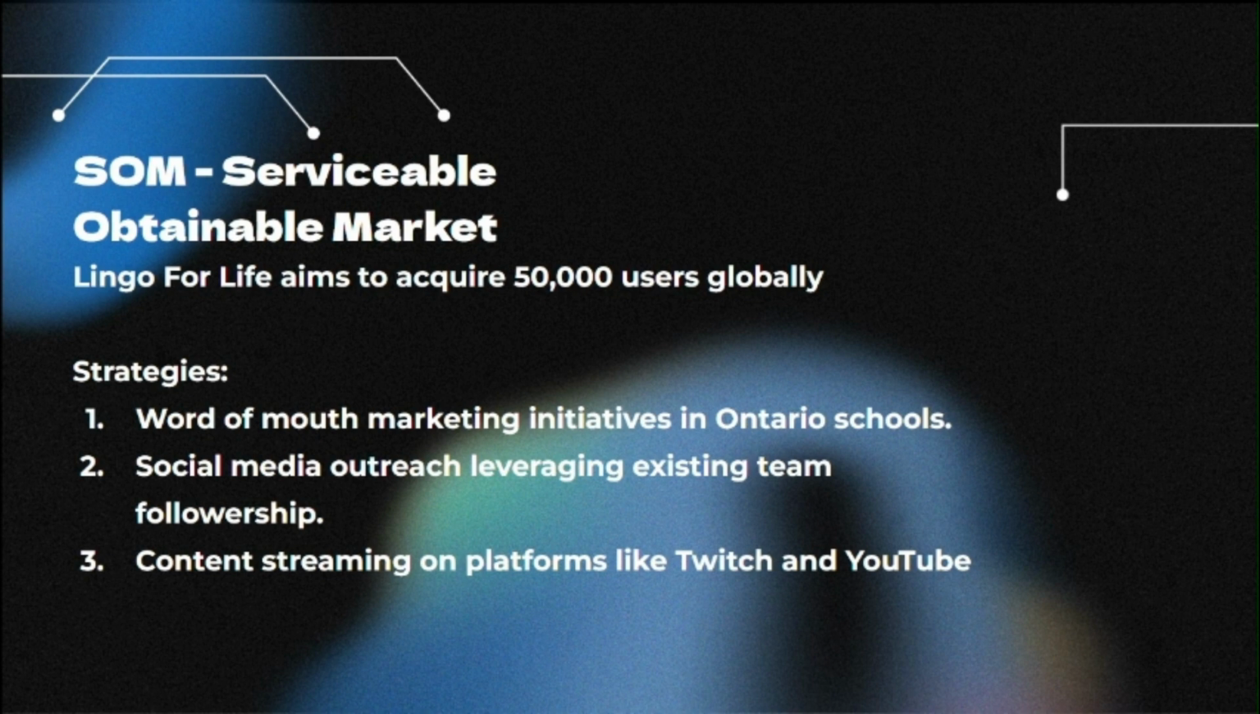Another strategy is social media outreach and leveraging our existing followership. Amongst the team, we have about 2.5 thousand followers. We can reach those followers to see if anybody wants to learn a new language, and we can go from there. The third one is content streaming platforms like Twitch and YouTube. We would target small Twitch and YouTube streamers and encourage them to use our application on their stream. If somebody is trying to learn a new language, they could see the product being used in action, and they might get convinced to use it.